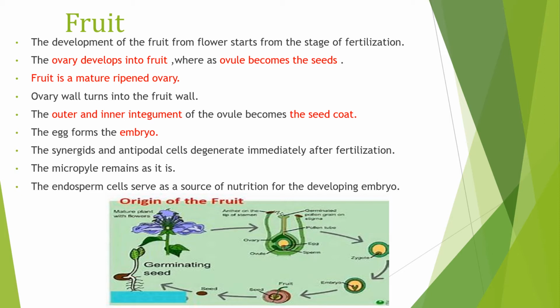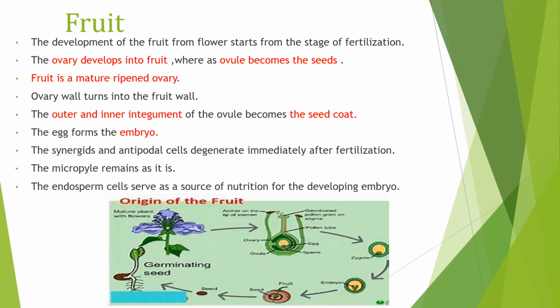Fruit. The development of the fruit from the flower starts from the stage of fertilization. Now the ovary develops into the fruit and the ovary wall turns into the fruit wall. The ovule turns into the seed. The outer and the inner integument of the ovule becomes the seed coat of a seed. The eggs form the embryo.